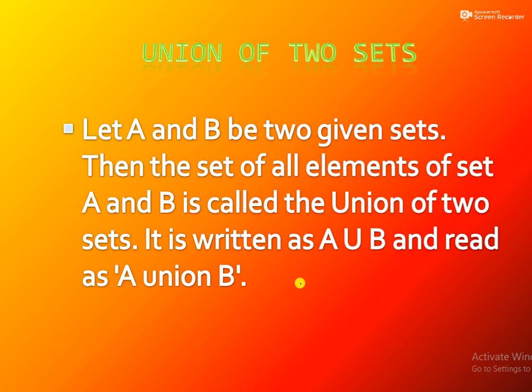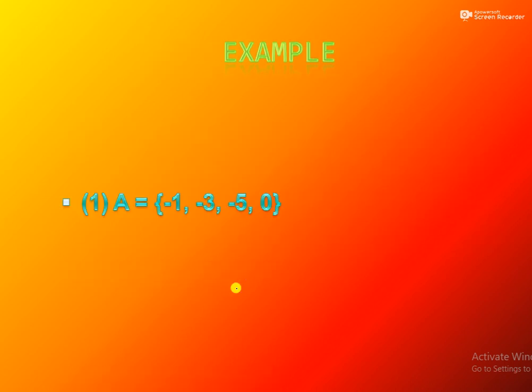Okay, so moving further, that is the union of two sets. Let A and B be two given sets. Then the set of all the elements of sets A and B is called the union of the two sets. It is written as A∪B, and it is read as A union B. So let us see some examples on A union B.